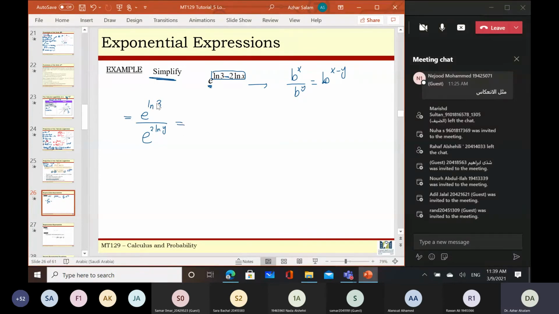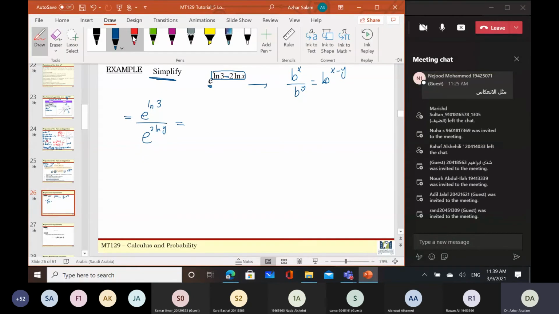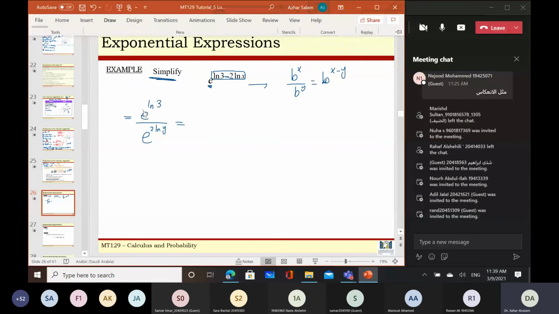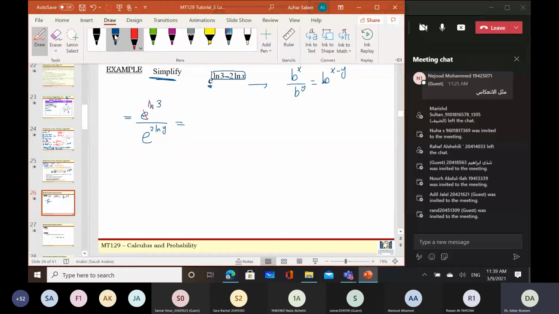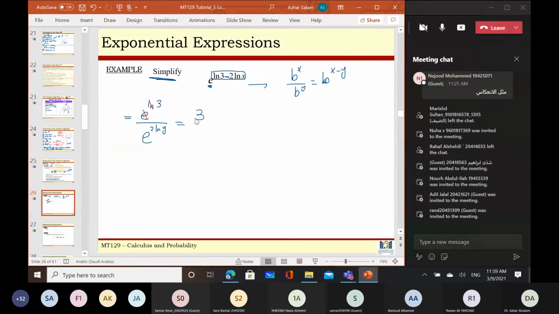So here I can also simplify since I have e to the power ln. We said that these cancel each other. I can omit the e with the ln. So here I can just write x. And before omitting here, I have 2 ln y. From the properties of the natural logarithm, we didn't mention that yet, but we will take it later.